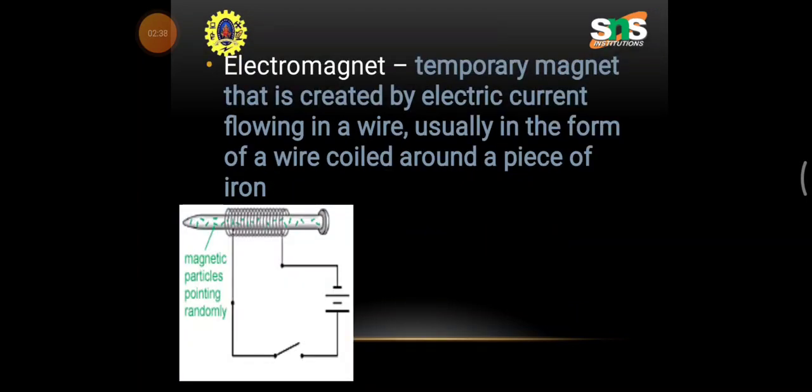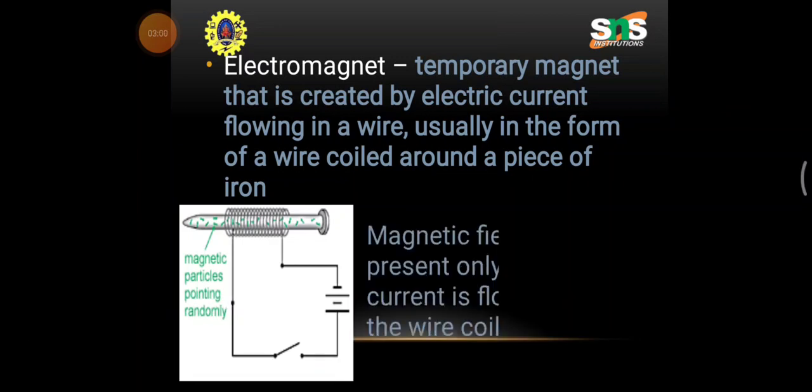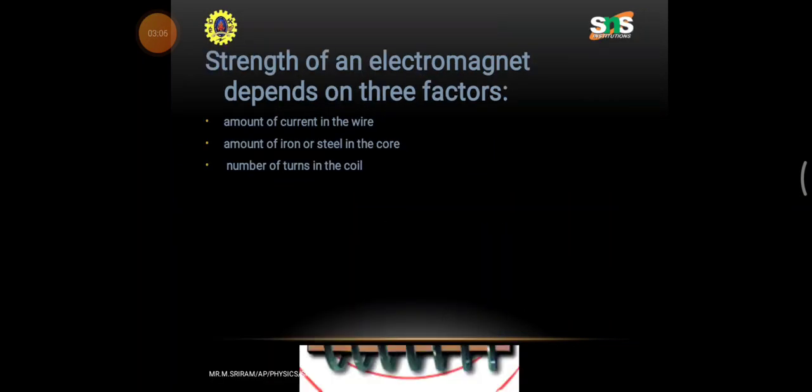And next we discuss the electromagnet. This is a temporary magnet created by an electric current flowing in a wire, usually in the form of a wire coiled around a piece of iron. This is called an electromagnet. The magnetic particles otherwise point randomly. The magnetic field is present only when current is flowing in the wire or coil.